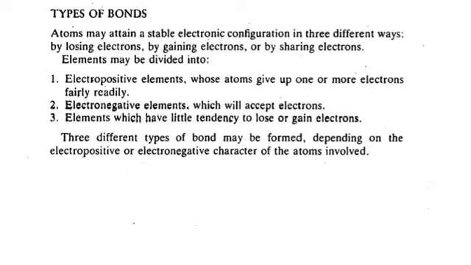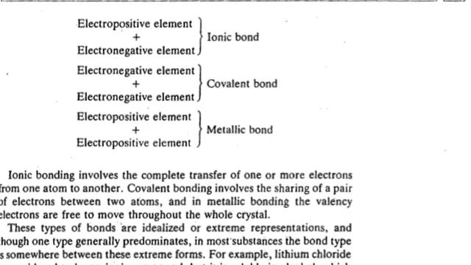So there are three types of bond. As you can see here, the three different types of bond may be formed depending on the electropositive or electronegative character of the atoms involved. I am showing you how these three types of bond are formed. An electropositive element plus an electronegative element gives the formation of an ionic bond. An electronegative element plus an electronegative element gives a covalent bond. An electropositive element and an electropositive element give a metallic bond.